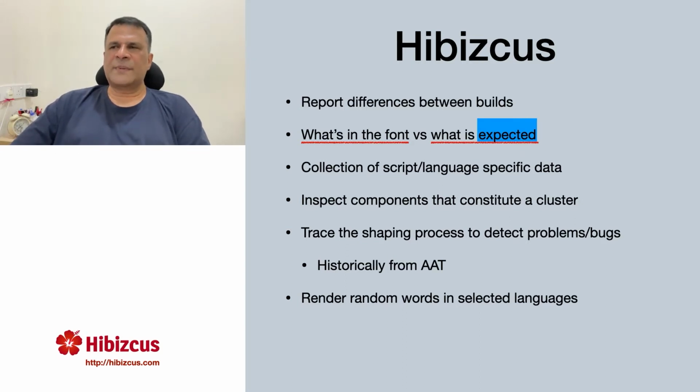It lets us inspect components that constitute a cluster to see if the intended glyphs are actually being substituted or positioned in forming that cluster. It also lets us trace the shaping process to detect problems and bugs. I did this historically for AAT, but now it also supports OpenType.